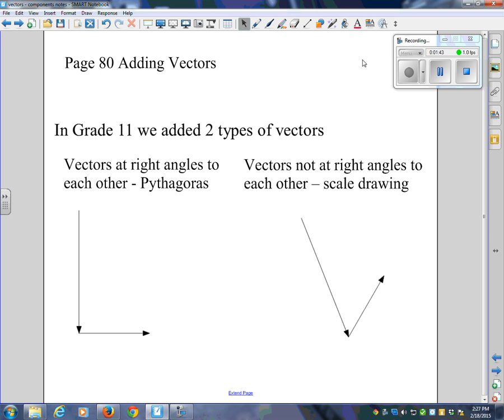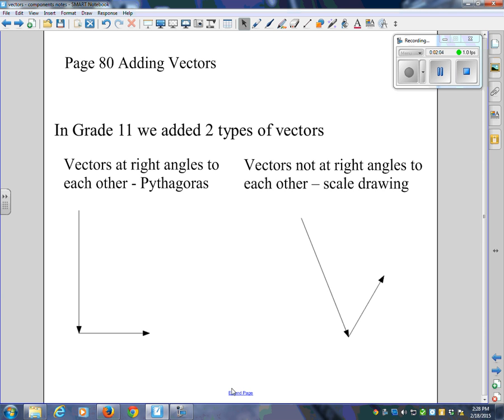First of all, let's go back in time. On page 80, there's a question about adding vectors. You can look up page 80 if you wish. In grade 11, you added two types of vectors. So you had two types of vector questions, right? Vectors at right angles to each other, which we use Pythagoras to solve. Remember, a squared equals b squared plus c squared, right?